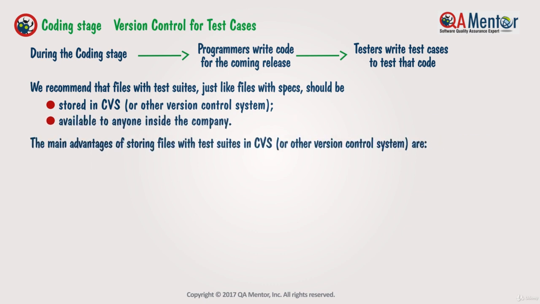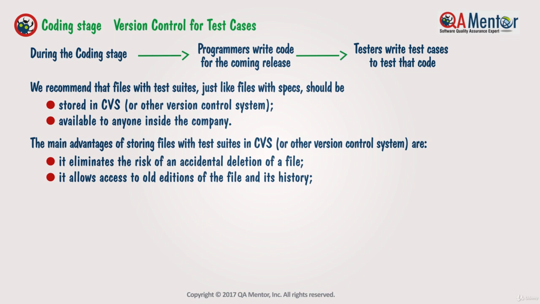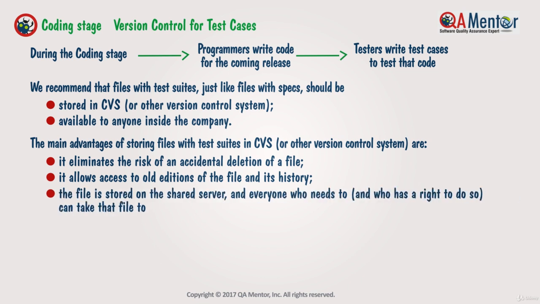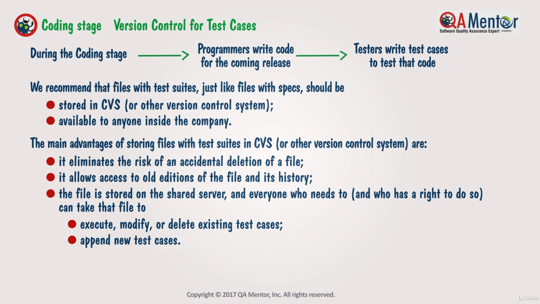The main advantages of storing files with test suites in CVS or another version control system are: it eliminates the risk of an accidental deletion of a file, it allows access to old editions of the file and its history, and the file is stored on the shared server, and everyone who needs to, and who has a right to do so, can take that file to execute, modify, or delete existing test cases, or append new test cases. You can also use test case management systems for all mentioned tasks.